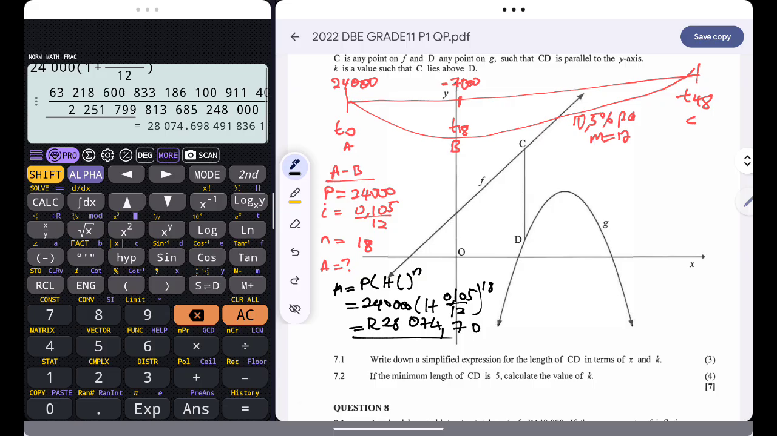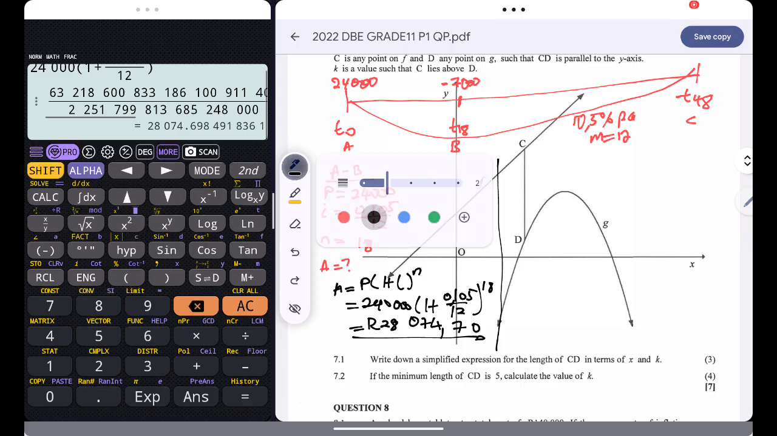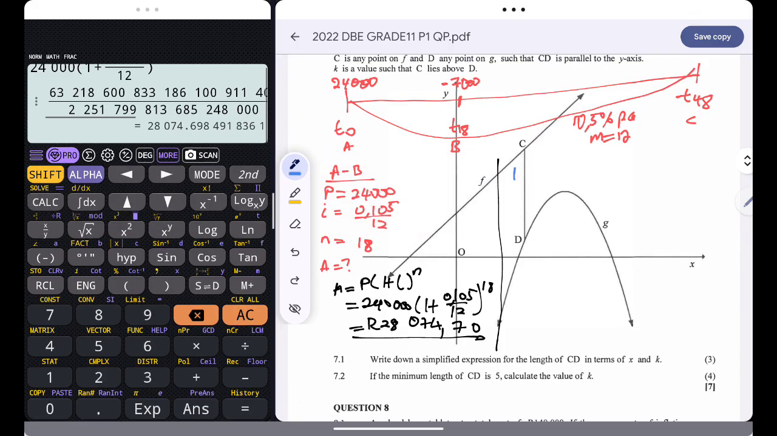70 cents. Before the change occurs, guys, this was the amount of money that I had: 28,074 rands 70 cents. Are you together?